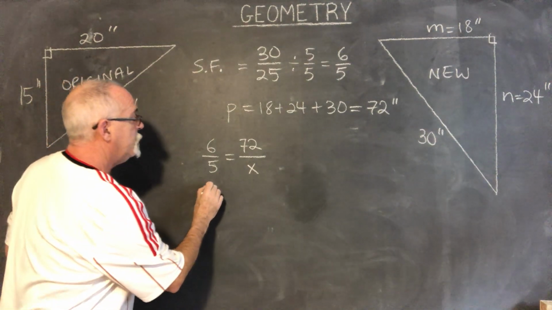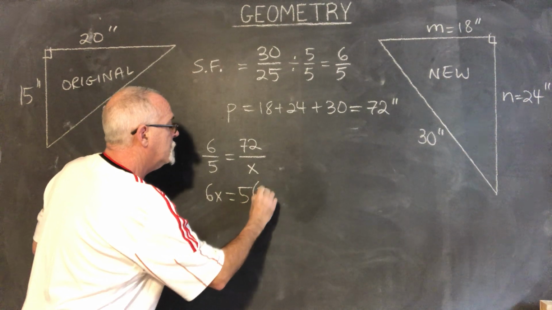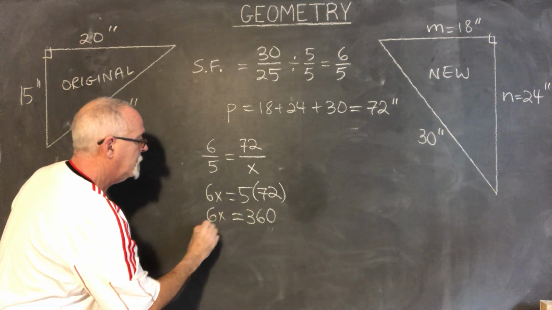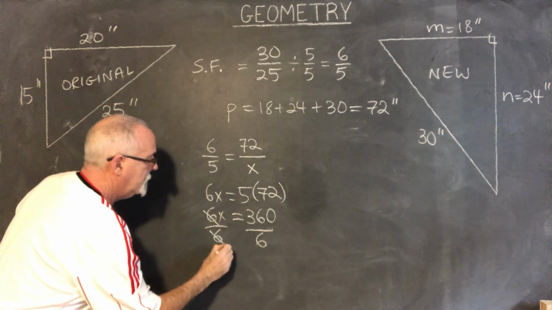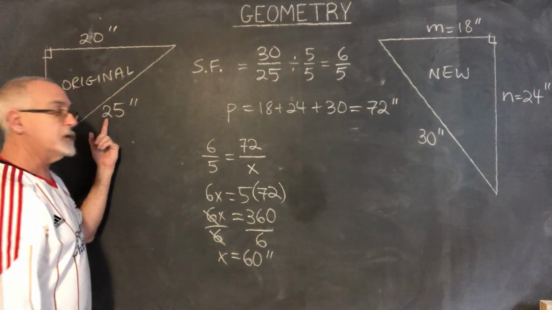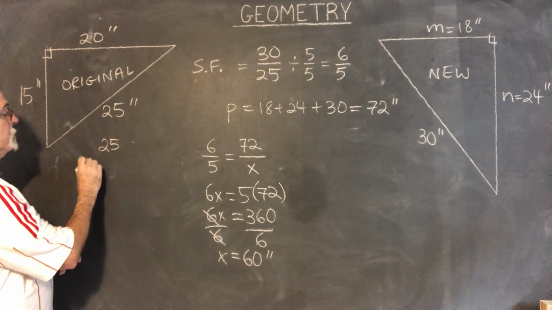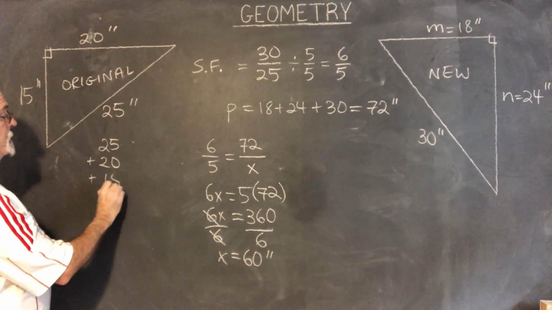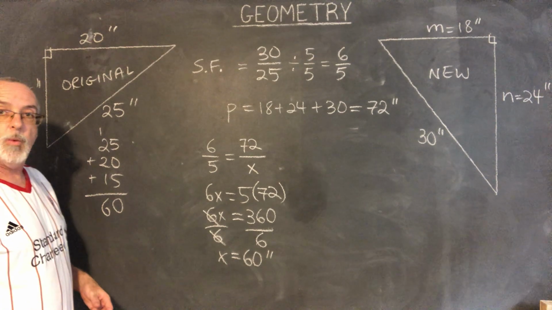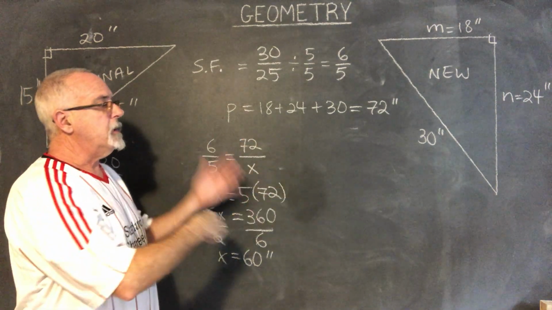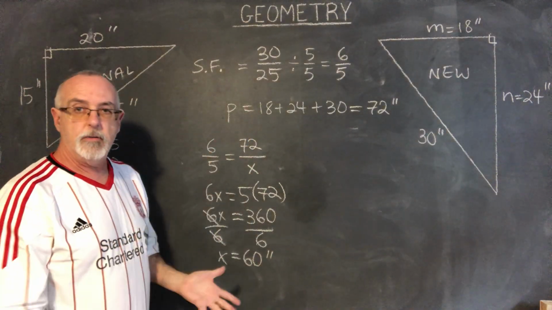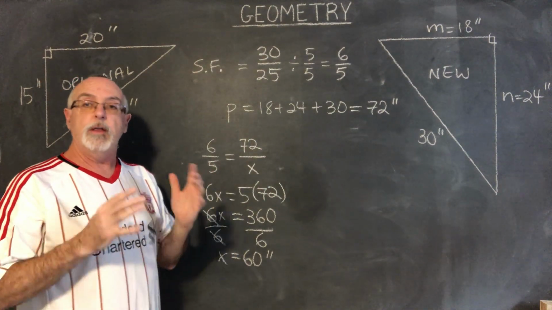And now let's do cross multiplication. 6 times X equals 5 times 72. 5 times 72 is 360. X equals 60 inches. The perimeter of this has to be 60 inches. Should we check? 25 plus 20 plus 15. 5 plus 5 is 10, carry the 1, 2, 4, 5, 6. Yep, it works. So any of the side lengths of the smallest, medium, or largest, and even the perimeter can all be found using the scale factor if you know that the triangles are similar.